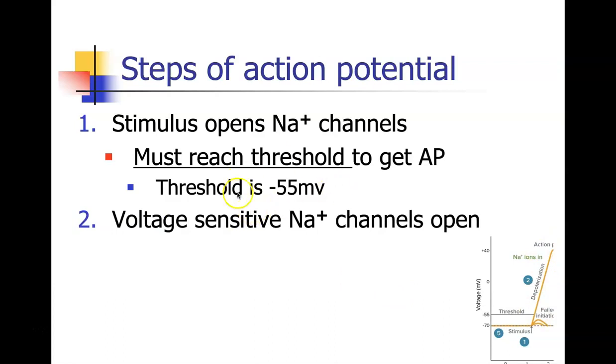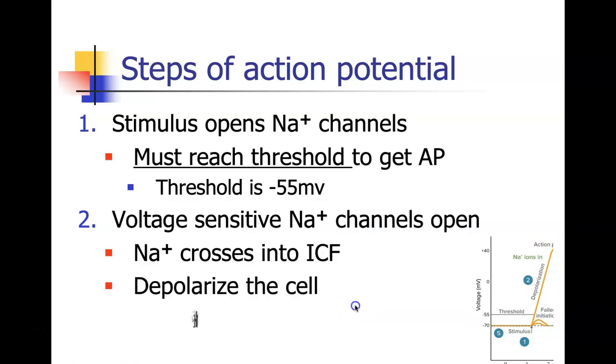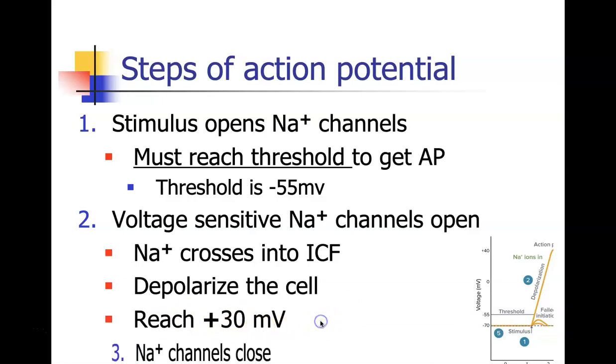When that cell reaches threshold, that causes voltage-sensitive sodium channels to open. So this voltage is a trigger. The cell reaches negative 55, which triggers a bunch of sodium channels to open. Now we have a huge influx of sodium. Massive depolarization, lots of positive ion coming in. Our cells typically reach somewhere around positive 30 millivolts when this happens. So it's a spike in membrane potential. Then, a little bit later, on a timing mechanism, the sodium channels close.